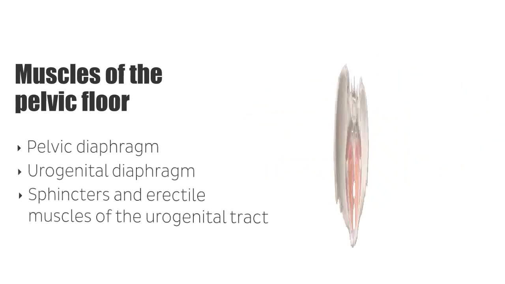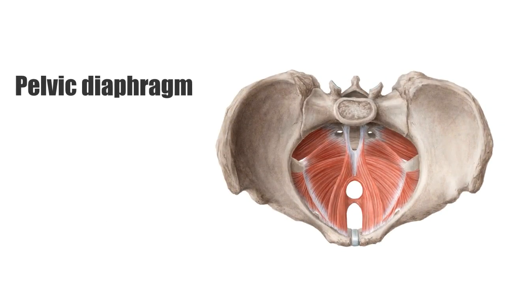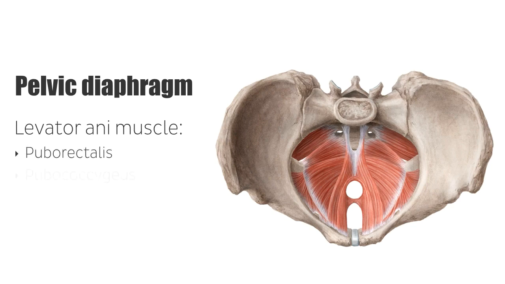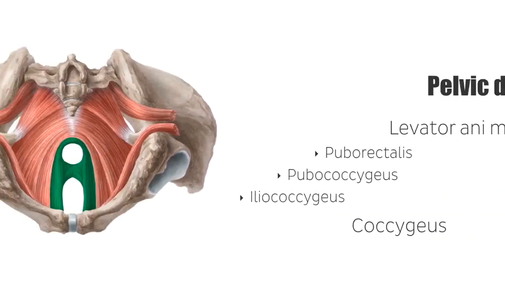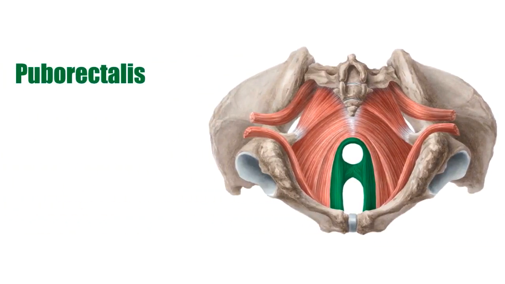And let's start with the very first group on this list, the pelvic diaphragm. This group includes the levator ani, which is a combination of three muscles: the puborectalis, the pubococcygeus, and the iliococcygeus. And the pelvic diaphragm also includes another muscle known as the coccygeus. And in order of this list, let's start off with the very first muscle that you see here highlighted in green, the puborectalis. As I mentioned before, this muscle is part of the levator ani group.